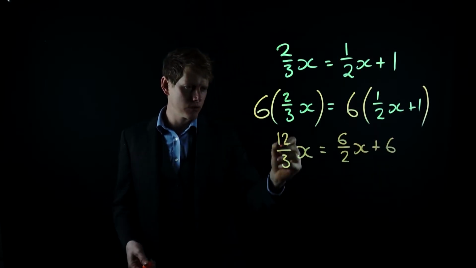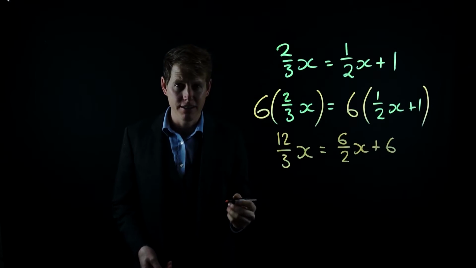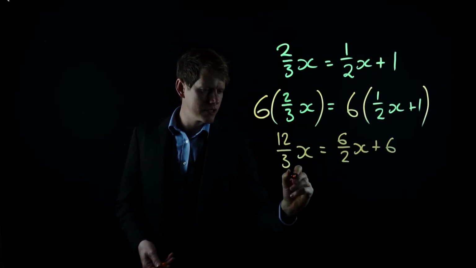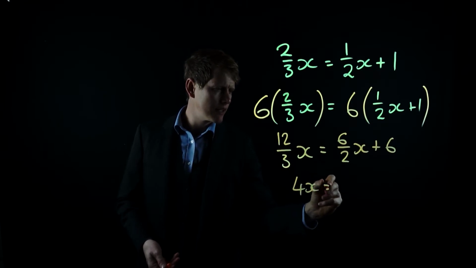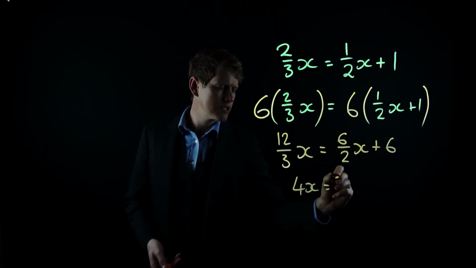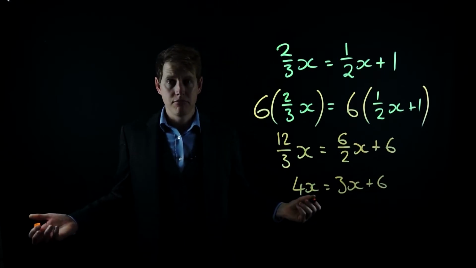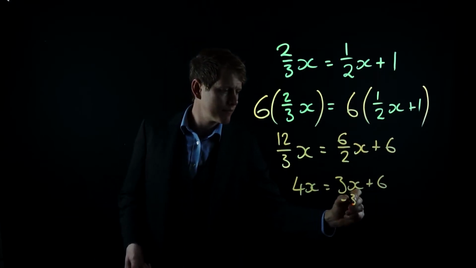Can I simplify this? Of course I can. If I can't, then I've made a mistake. Remember, I'm trying to get rid of those fractions. So 12 divided by 3 is 4x equals 6 divided by 2 is 3. And the rest is exactly the same.